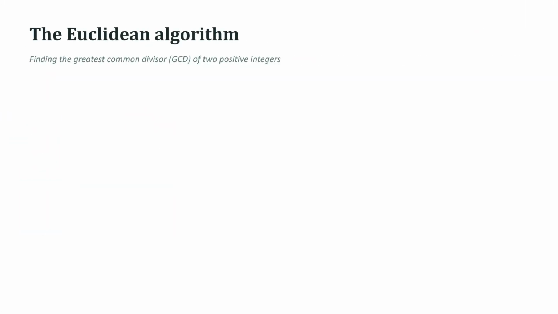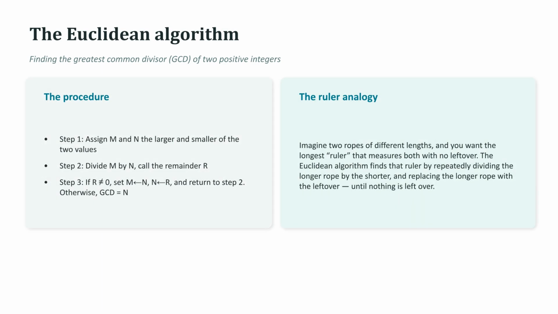Euclidean algorithm is a mathematical procedure to find the greatest common divisor of two integers. It involves repeatedly dividing the larger number by the smaller number and replacing the larger with the remainder until the remainder is zero. The last non-zero divisor is the GCD.